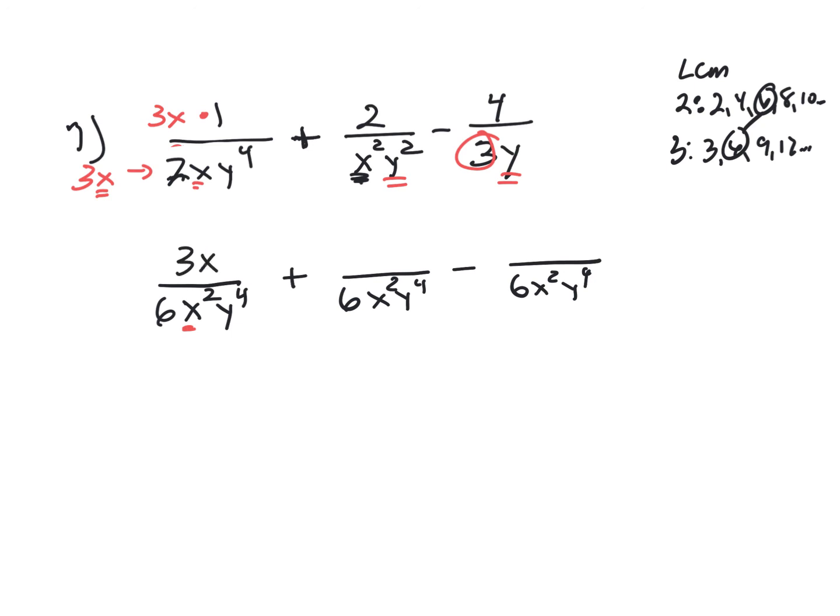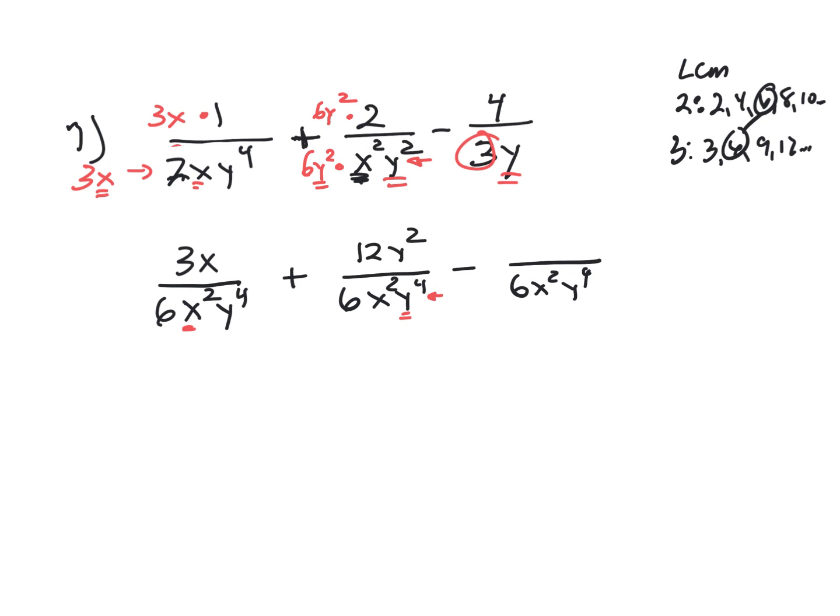Then I have to look at the next one. What am I multiplying this old denominator by to get the new denominator? So I need a 6, and I need no x's, but I do need a y squared, because a y squared times a y squared will give me that y to the 4th. So I'm going to multiply the denominator by 6y squared to get the new denominator. So I must multiply the numerator by 6y squared as well. And so that gives me 12y squared.